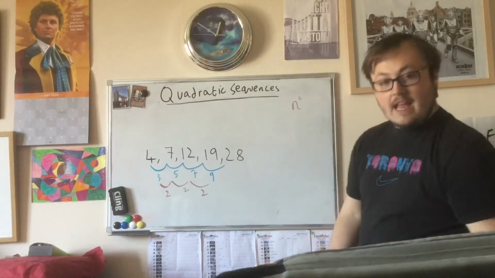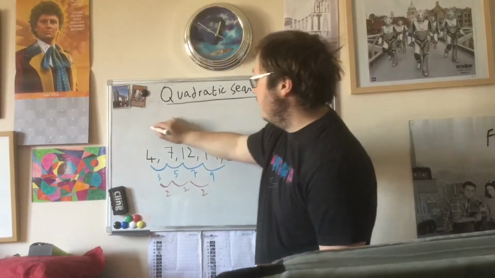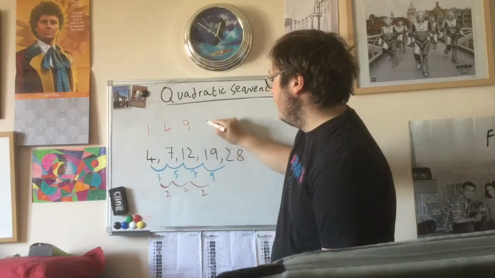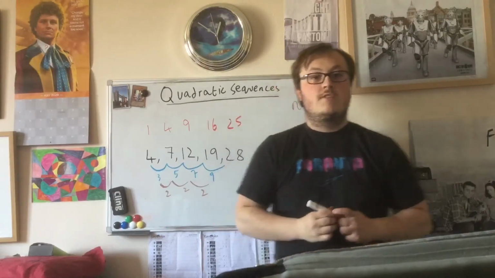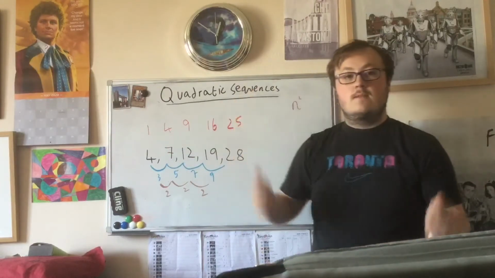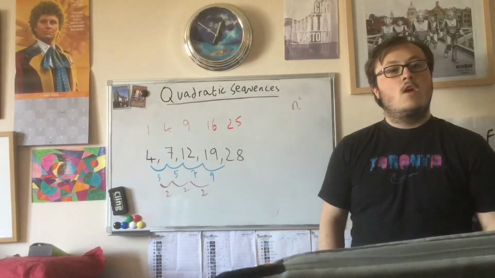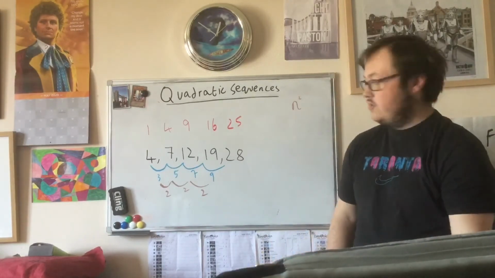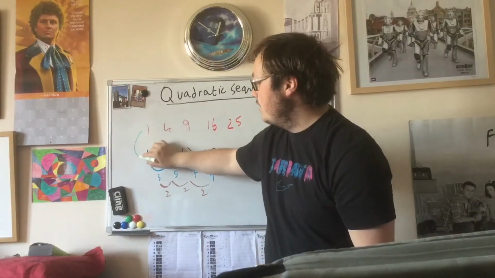But when we write down the n squared sequence, I'll write it up above. So n squared, so the first one is 1, then 4, then 9, then 16, and 25. Because you know it's the first term squared, second term squared, third term squared. You'll notice they don't match. So the question is, how can we make them match? Well, how do we get from here to here?